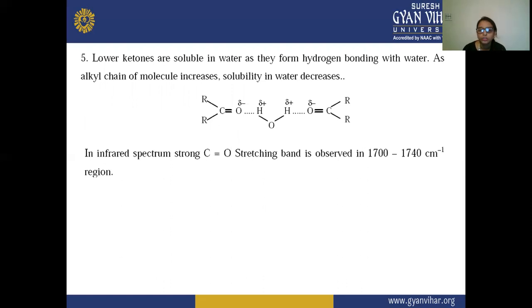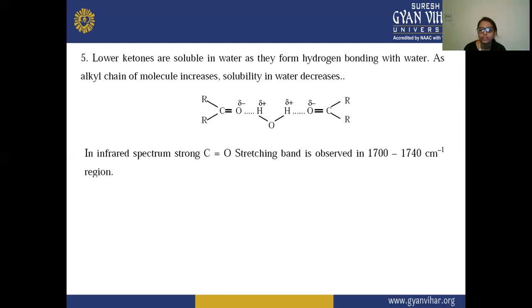So the lower ketones are soluble in water as they form hydrogen bonding with water. As the alkyl chain of the molecule increases, solubility in water decreases. As we know, the alkyl portion attached to the ketone in the lower ketones is a small alkyl group. So in this case, the ketone forms hydrogen bonding with the water molecule, so they are soluble in water.